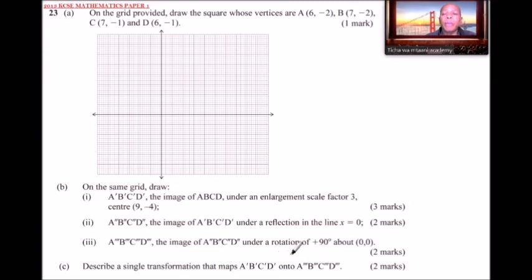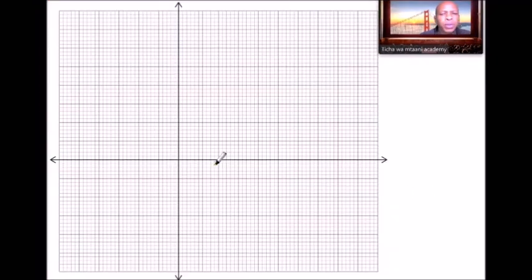Then C, you compare the two images, or the object and image, and see whether you can come up with a single transformation. Because of space, I'm going to use another board that is going to give us a bigger Cartesian plane to do that. But those are the properties that we are going to follow. So we are going to start with enlargement, linear scale factor 3, with center of enlargement (9, -4). I've just enlarged the grid so that it can be visible.